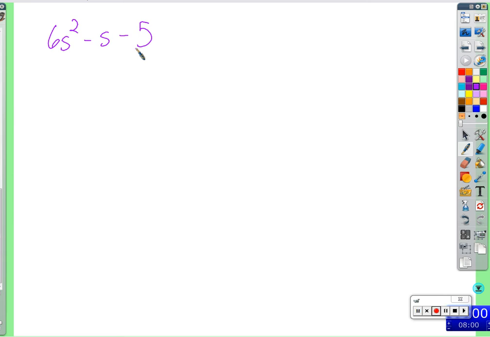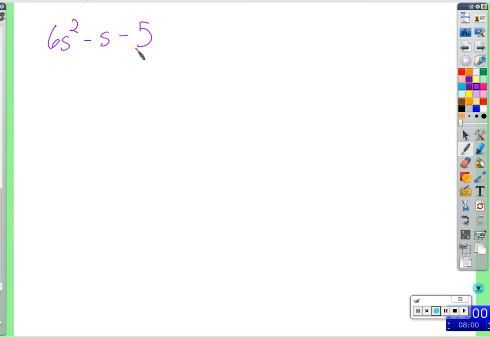If you read the objectives up here, this is the kind of quadratic we're factoring where basically a is something other than 1. We've been used to so far a being 1. 1x squared, blah, blah, blah. Now I've got 6x squared, blah, blah, blah. What do you do about it?